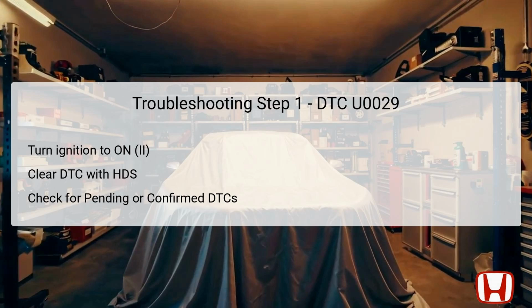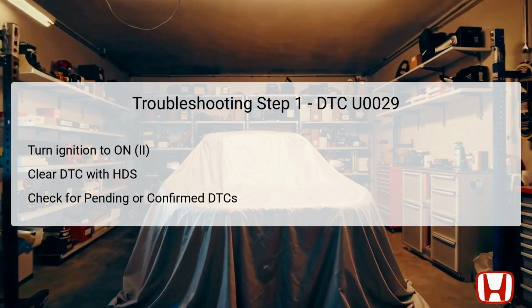Following this, clear the DTC using the Honda Diagnostic System, abbreviated as HDS. This process removes any existing codes from the ECM's memory, allowing for an accurate assessment of current issues. Once you have cleared the codes, the next step is to check for any pending or confirmed DTCs using the HDS. If DTC U0029 is indicated post-clearance, it confirms that the failure persists, and further actionable steps must be taken to address the error.